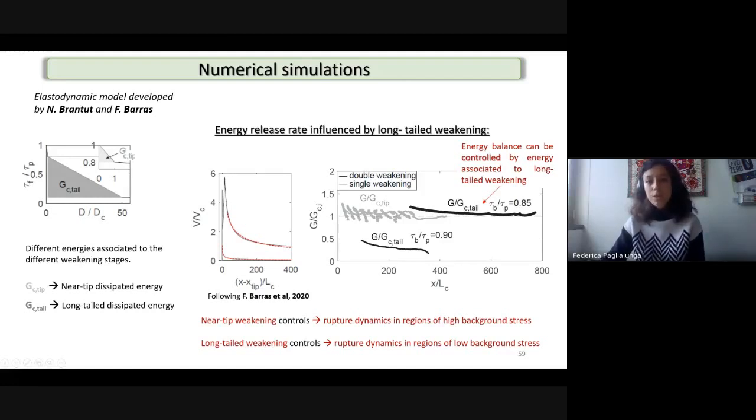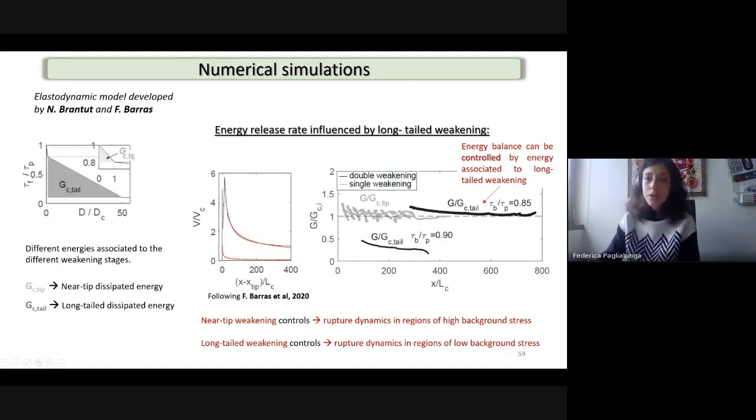So here on the right, you can see the evolution of the energy release rate normalized by the associated fracture energy. Here in gray, you see the energy release rate divided by the fracture energy associated with the near tip weakening. And this was already shown by Fabian Barras in his paper. And you see that it's equal to one. That means that rupture dynamics is completely controlled by the fracture energy related to the weakening. And what you can see in black are the results for the dual weakening.